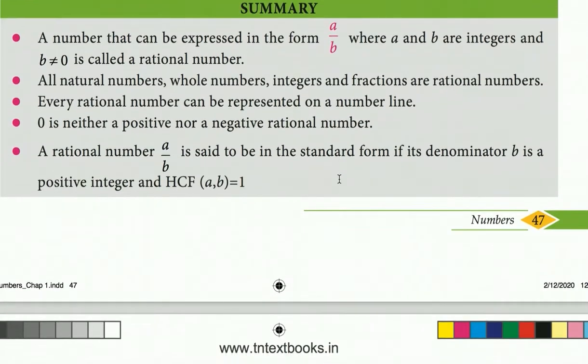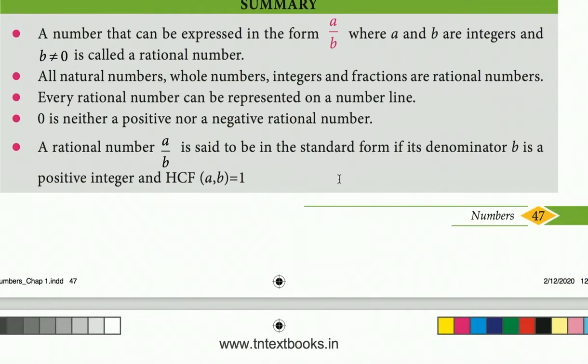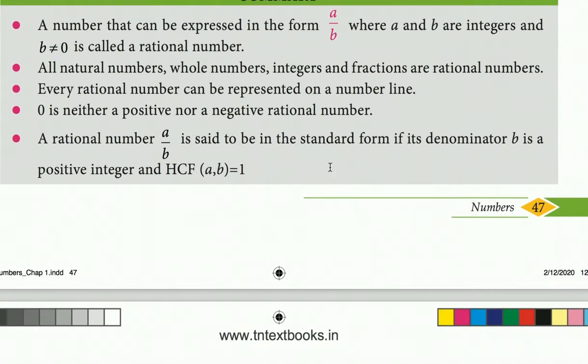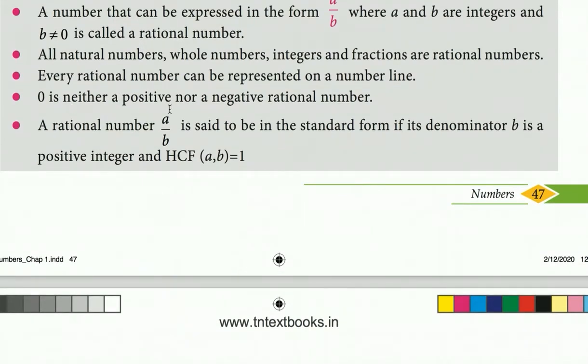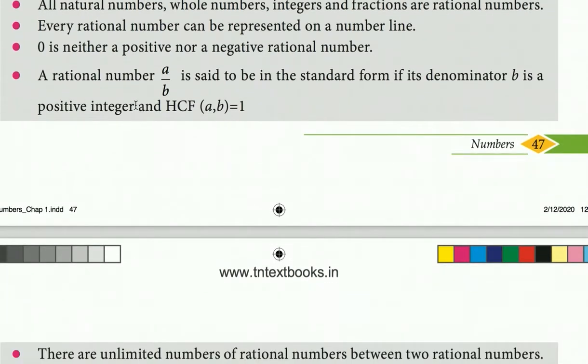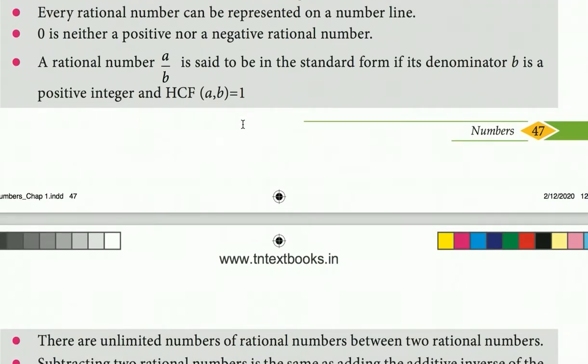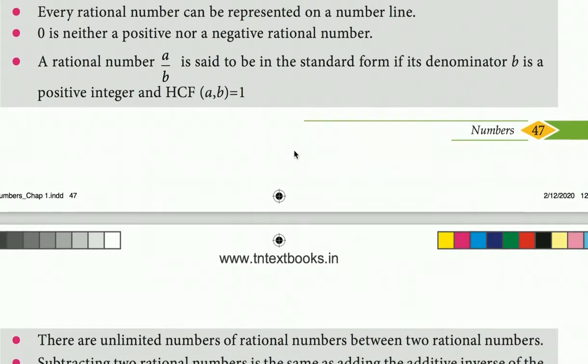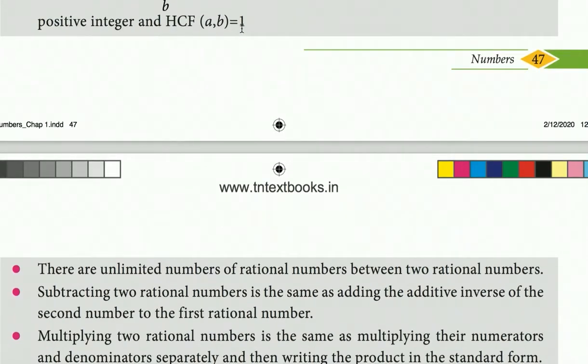Okay. So let's go through the quick summary, and we are done with lesson 1. A number that can be expressed in the form a by b, where a and b are integers and b not equal to 0, is called a rational number. All natural numbers, whole numbers, integers and fractions are rational numbers. Every rational number can be represented on a number line. 0 is neither a positive nor a negative rational number. A rational number a by b is said to be in the standard form if the denominator b is a positive integer and the HCF of a and b is 1. Yes, standard form means there is no common factor between numerator and denominator, so the highest common factor is 1.